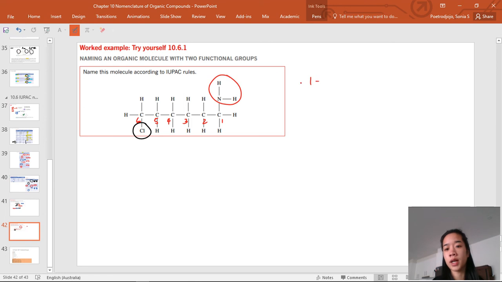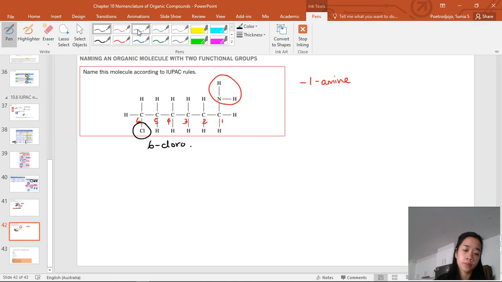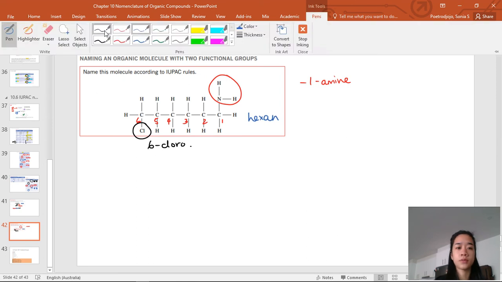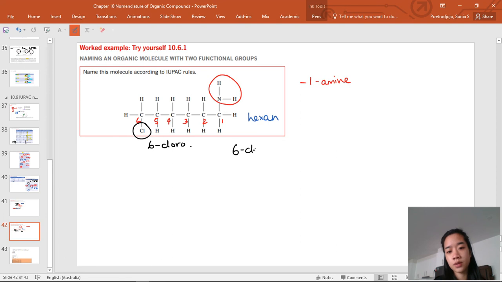So we're going to be calling it 1-amine. The chloro is on the 6th carbon, so it's going to be 6-chloro. And we've got 6 carbons in the chain, so it's going to be hexane. We can name it, so 6. I spelled chloro incorrectly. There you go. 6-chloro hexane 1-amine.